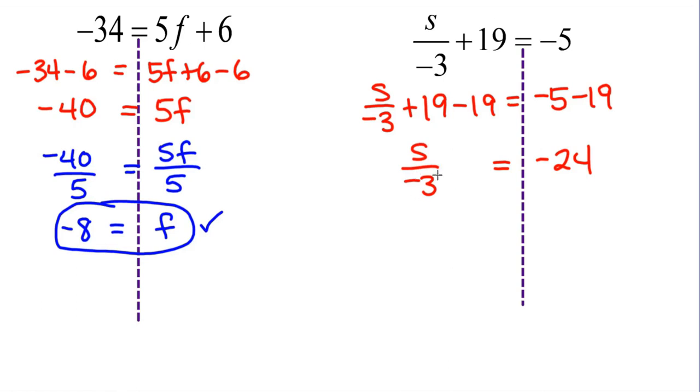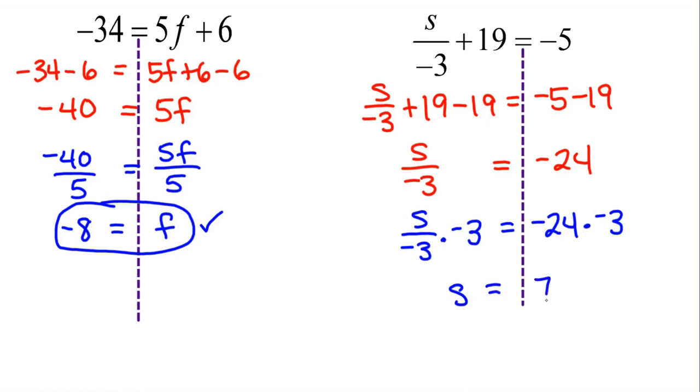Step 2, get rid of the division, or undo the division. I'm going to multiply both sides by negative 3, since I'm dividing by negative 3. And those cancel each other out, leaving me s. And negative 24 times negative 3 is a positive 72. And there's my solution. And again, if I check that, 72 divided by negative 3 is negative 24. Negative 24 plus 19 is negative 5. The solution checks. So you can see that this gets quite repetitive, and you get the hang of it once you do several of these.